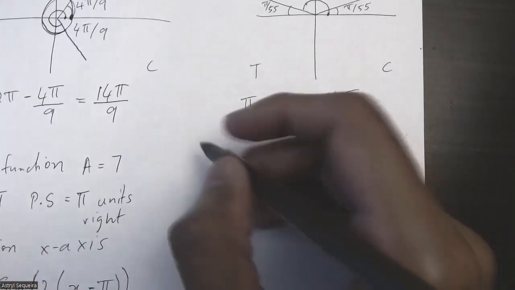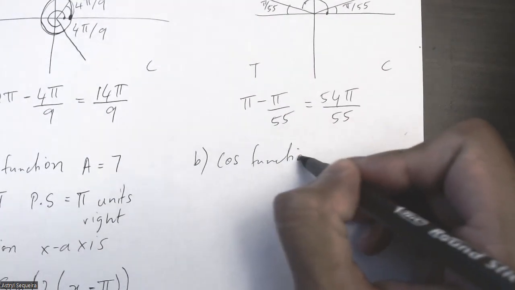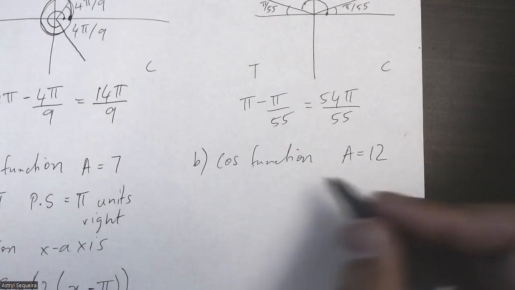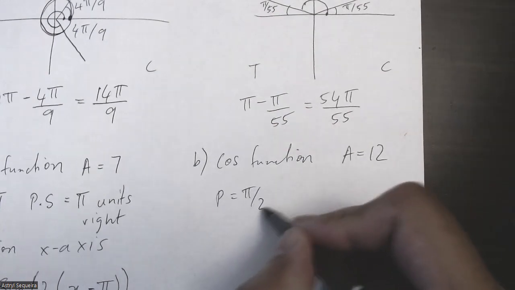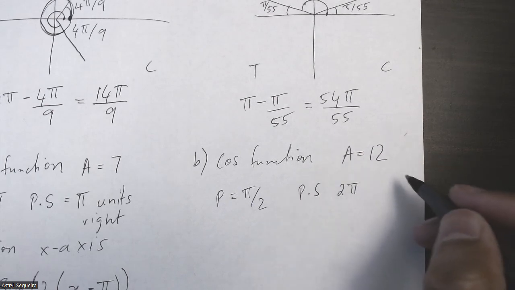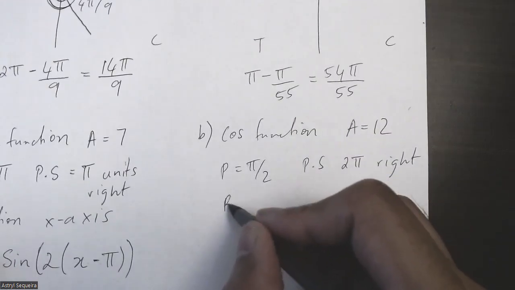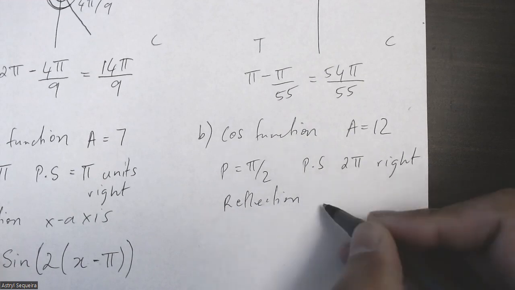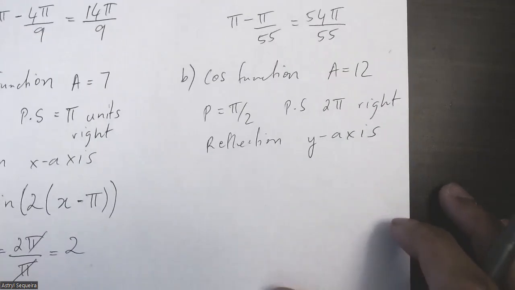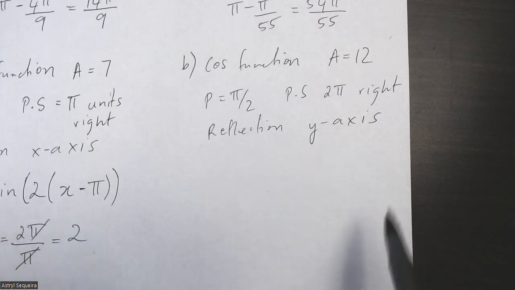Next question is 27b. We have a cos function, and the amplitude is 12. The period is pi over 2, and the phase shift is 2 pi to the right. And we have a reflection in the y-axis. Again, there's no equation of axis here, so it's going to be 0. If we have a reflection in the y-axis, remember the negative is going to be on the inside of the bracket, not the outside.